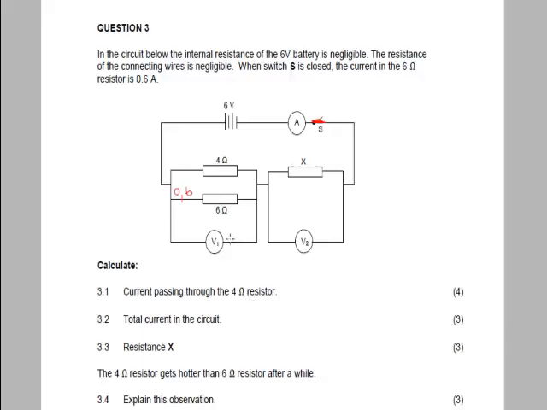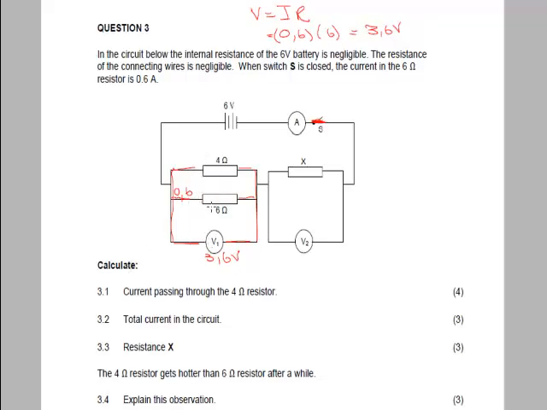Do you agree that I can work out the volts going over the 6-ohm resistor? Because we know that V is equal to IR. Across here we've got the current of 0,6 and the resistance of 6 ohms, so that's 0,6 times 6, which is 3,6 volts. So the voltmeter is reading 3,6 volts. But that 3,6 volts is also across the 4-ohm resistor, because potential difference of parallel resistors is always the same.